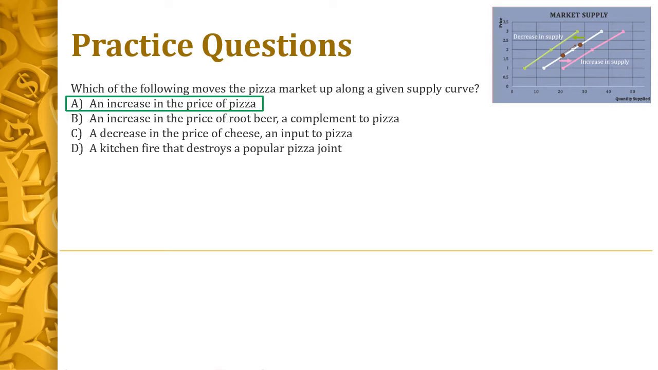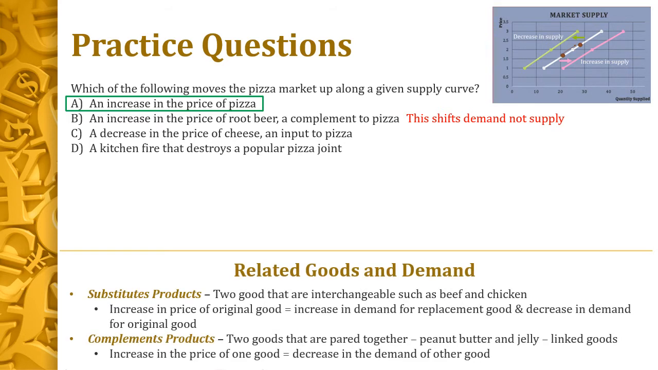Now let's look at why the other ones aren't correct. I always think it's important you understand that. The first one is that when we're talking about a complement to pizza, this is a shift in demand, not a shift in supply. So remember from our demand lecture that related goods are basically going to affect demand. So we got substitutable products and we got complementary products. And here we're saying it's a complementary product. So they're paired together like peanut butter and jelly. In this case, root beer and pizza would go together. But they're shifting demand, and our question is asking about supply.